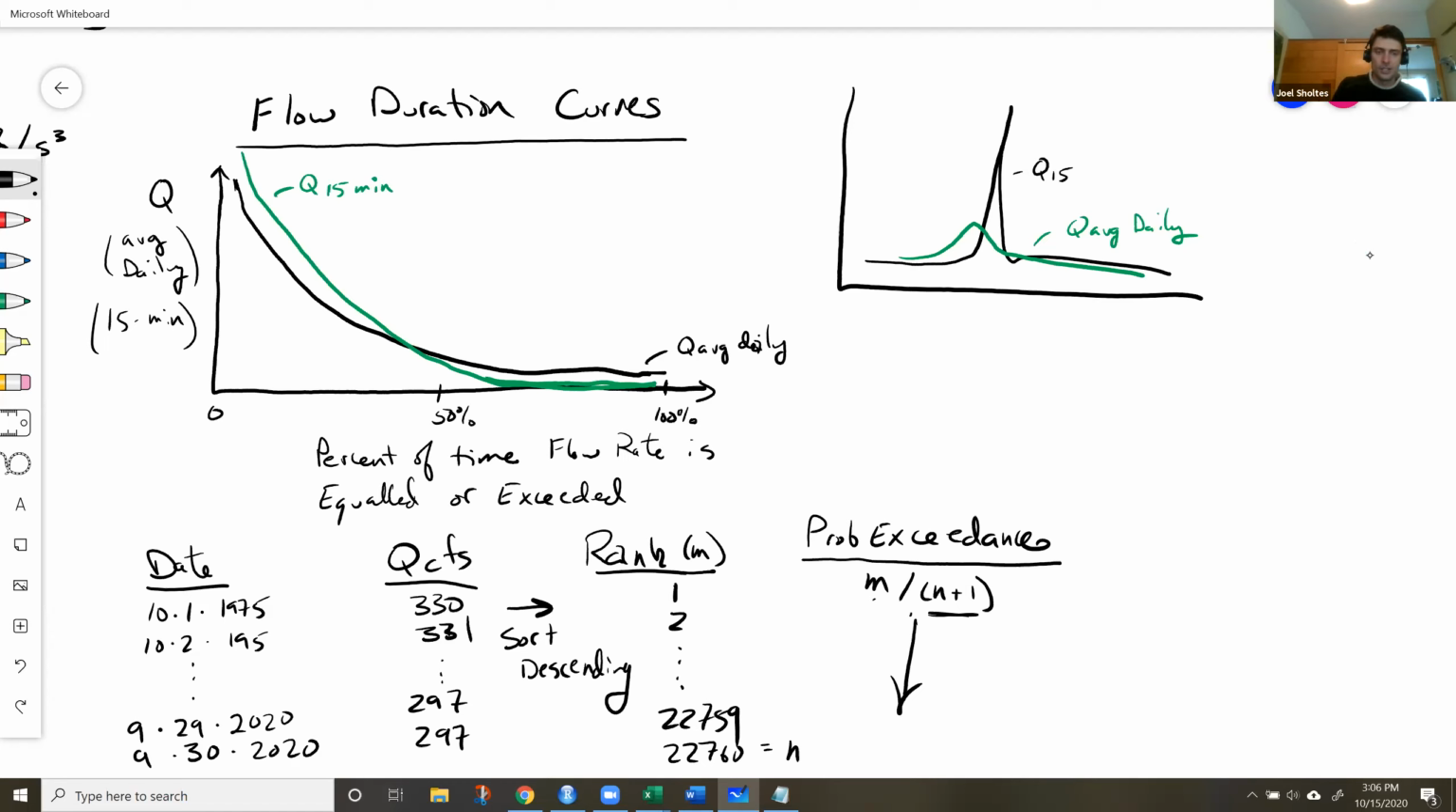So your largest discharge is going to have the smallest probability of exceedance, and this is the probability that X is greater than or equal to xi. So where x is a random variable, what's the probability that it's going to be bigger than some given value of that variable, or some instance of that variable?